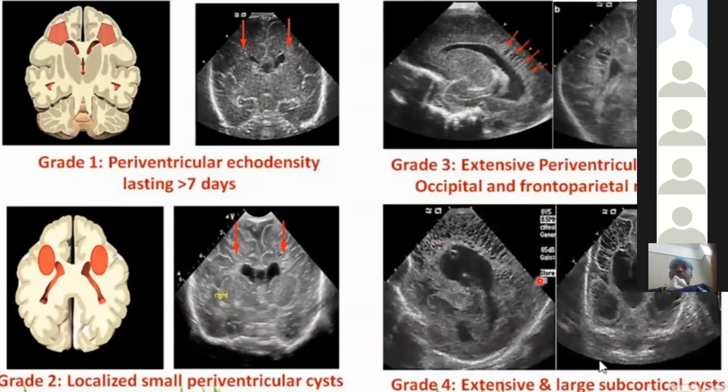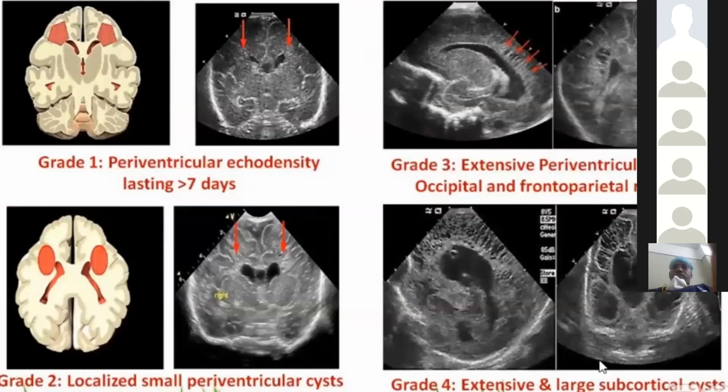Now, this is a classification based on ultrasound. Grades 2 to 4 have cysts, so this classification becomes more useful only for cystic PVL. Grades 2 to 4 are graded based on the size of the cyst. Here you have small cysts, here you have large cysts, and you have much larger cysts in grade 4.